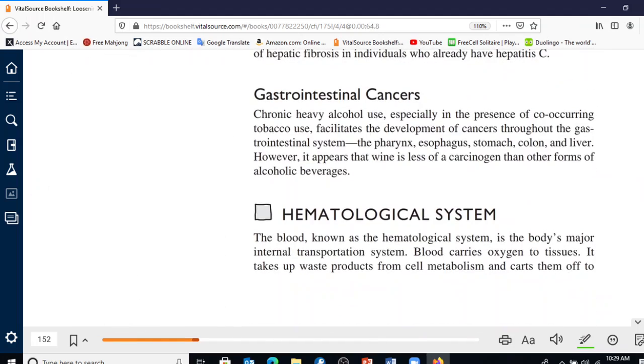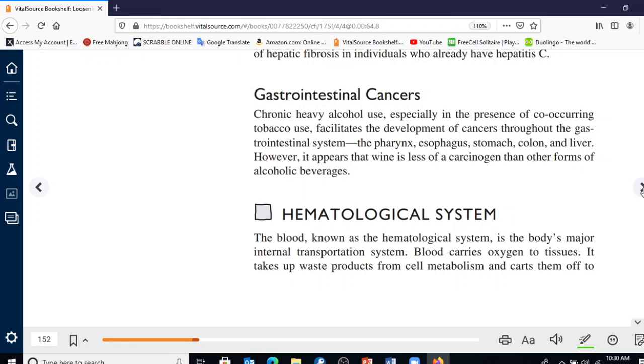Gastrointestinal cancers, I've talked about that already, but let me reinforce that. Alcohol and tobacco use facilitate the development of cancers throughout the gastrointestinal system, and they include the pharynx, esophagus, stomach, colon, and liver. Wine is a lesser carcinogen than are the other fermented and distilled spirits.